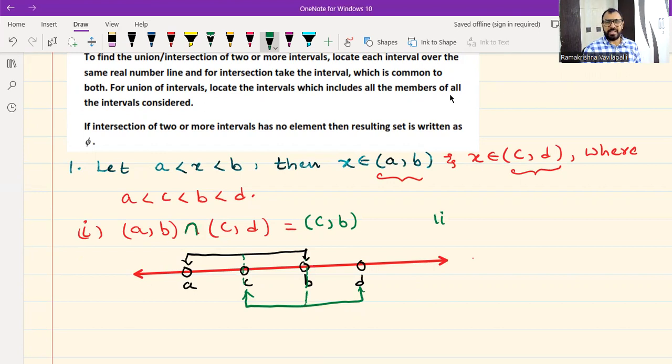Then how do we write the union? Suppose we want to write the union of these two. What is the meaning of union? Union of two intervals means you start from the left hand and go to the right hand. Here overlapping is there. So after putting it on the real line, you begin with A and you go up to D. So this is open interval A comma D.